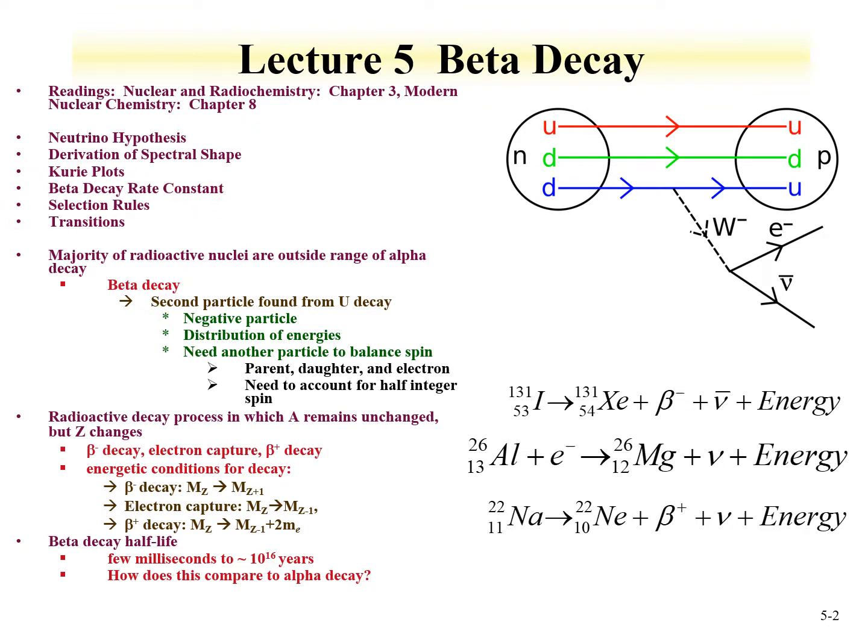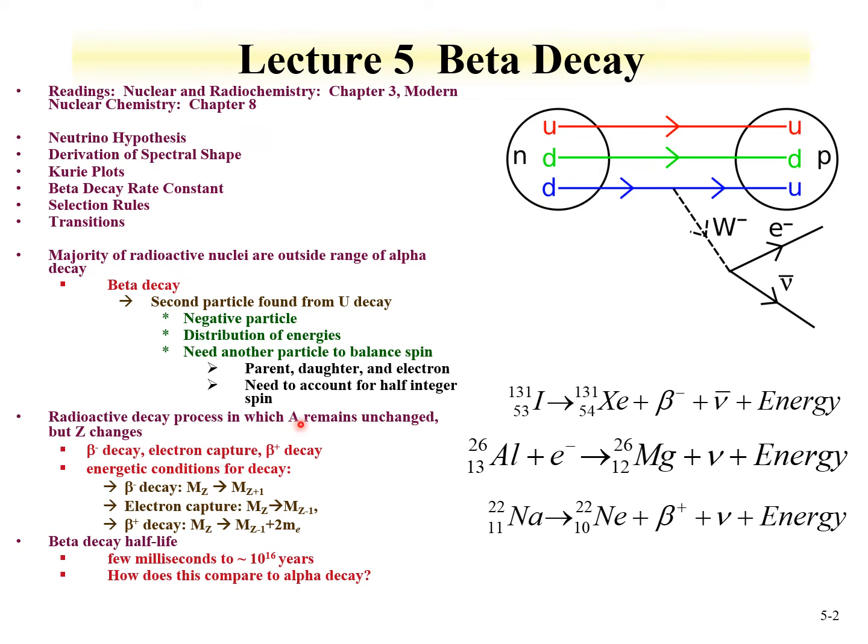Okay, the majority of radioactive nuclei are outside the range of alpha decay. Beta decay is a dominant form of decay for radioactive isotopes. It was the second particle that was found from uranium decay, hence beta. It's a negative particle. It has a distribution of energies. Unlike alpha, where you would see peaks, beta decay energies would be a distribution. There's also another particle that's necessary to balance the spin, because there's a parent, daughter, and electron. You need to account for a half integer spin somewhere. This is part of the driving factor for the neutrino hypothesis.